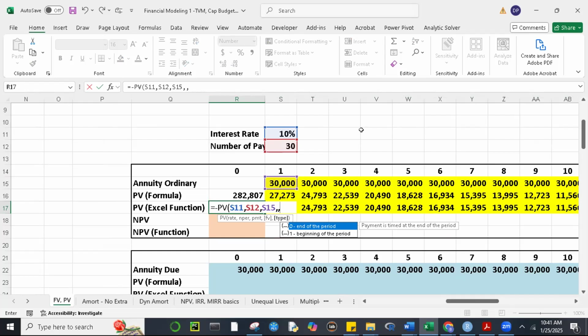Since you're using the PMT, the option is whether it is the end of the period, which is annuity ordinary, or the beginning of the period, which is annuity due. So we're using end of the period. This is annuity ordinary, so put 0 there. It will now give us the present value of this annuity of 30,000 for 30 years at 10%, annuity ordinary. I'll give you a few seconds to key in that answer there.